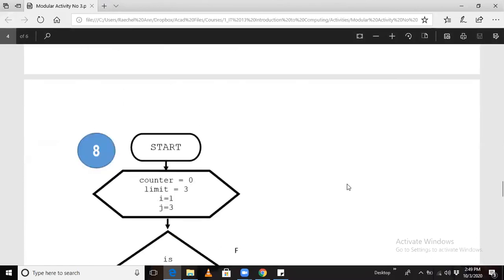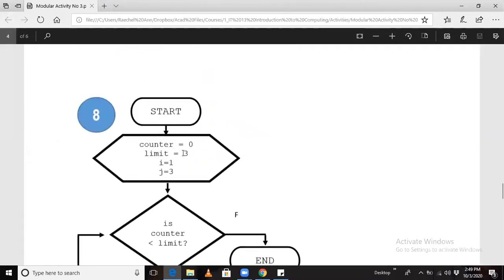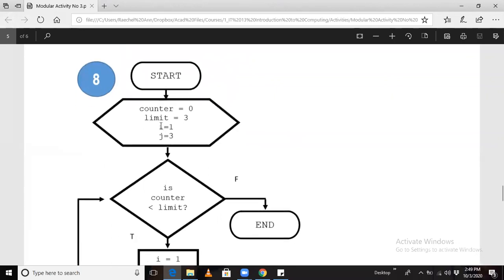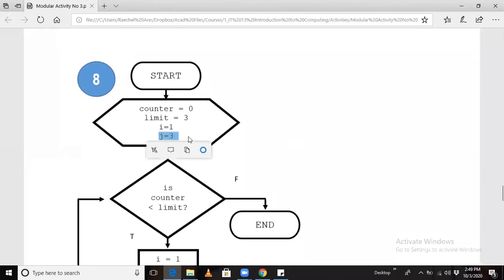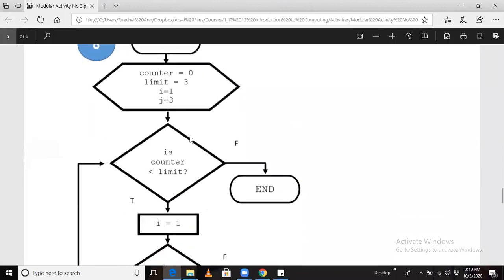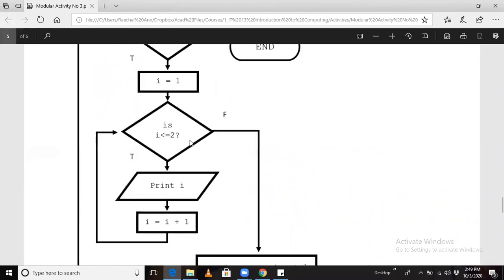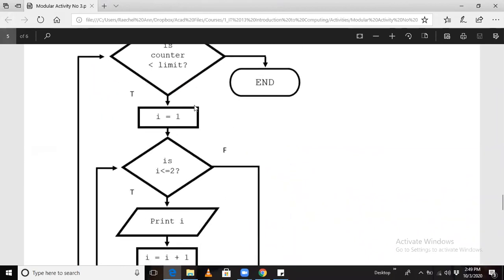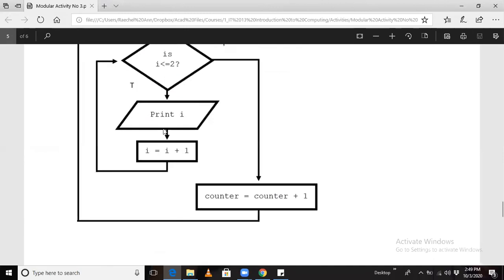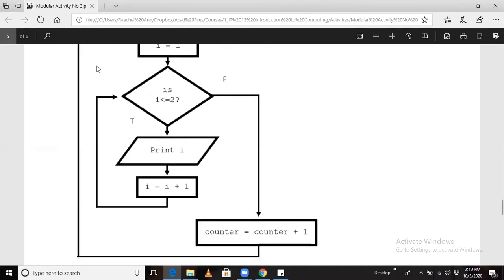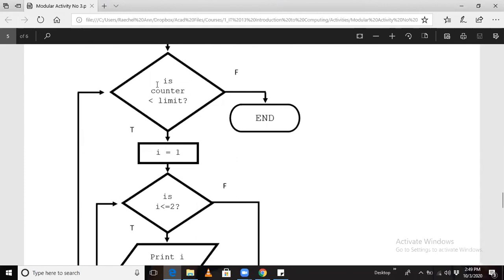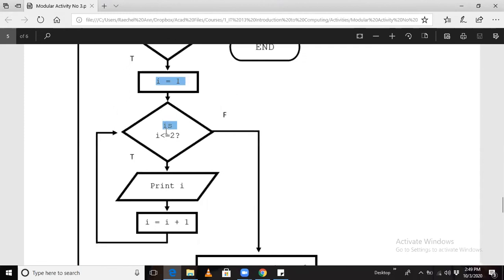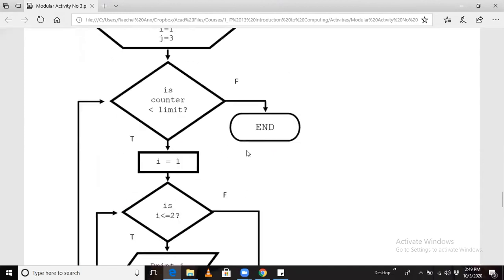Yes, ma'am. Okay, next. Start, counter gets 0, limit 3. We have dummy variable I, 1, dummy variable J is equals to 3. So, this is an example of loop within the loop. Mapapansin nyo, isang maliit na loop, nasa loob siya ng mas malaking loop. So, this is nested loop. Is counter less than limit? If true, I gets 1. Then, I is less than equal to 2. Hindi man nagamit yung J eh.